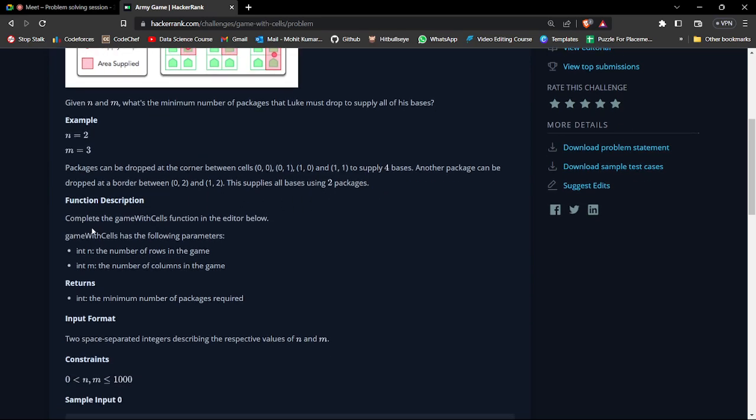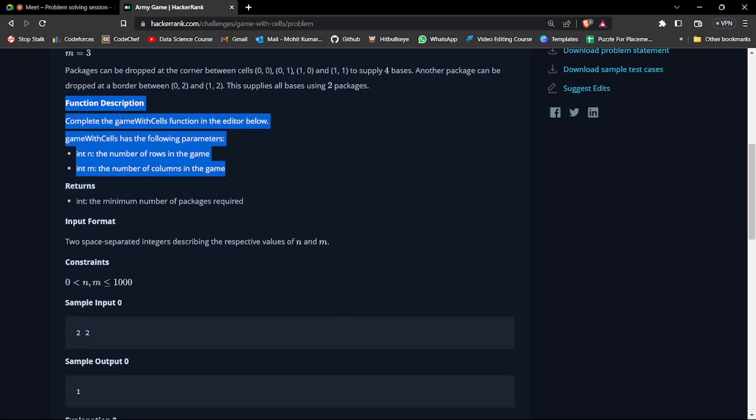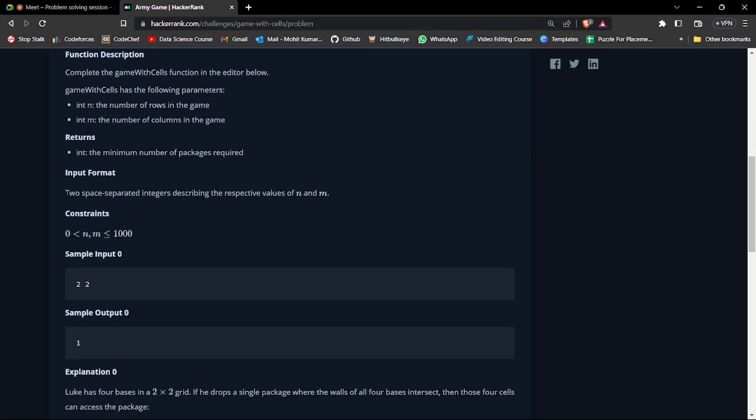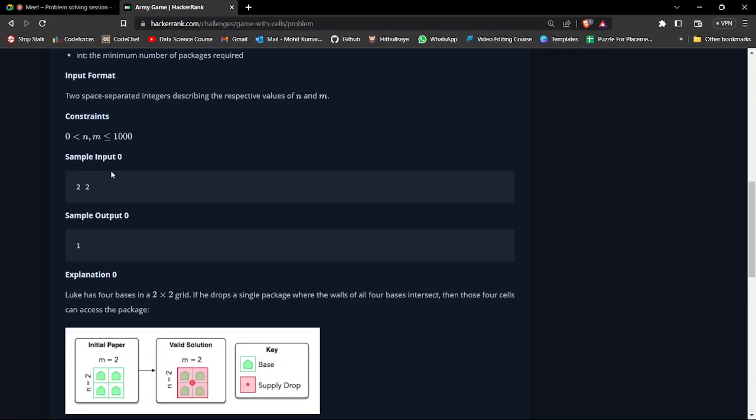The function description, just forget about this. This is not from our side. Then it says the function is basically, I hope everyone is able to understand what a function is. So it is for them. What matters for us is the question and the input format. Two space separated integers describing the respective values of n and m. The n and m can be from 0 to 1000. The sample input says 2 2, okay. Then the output is 1, right?